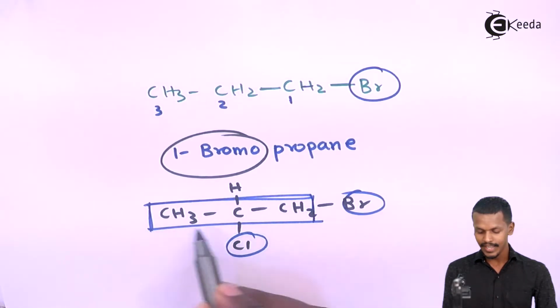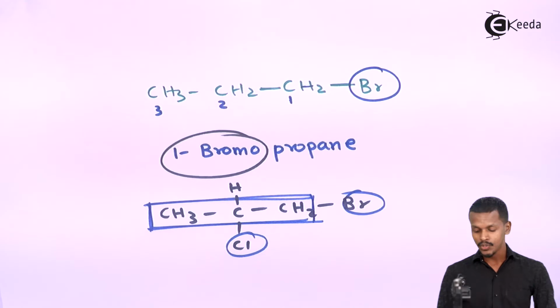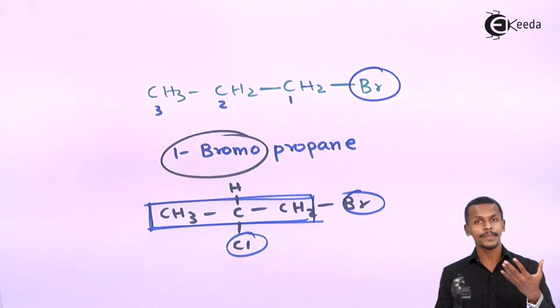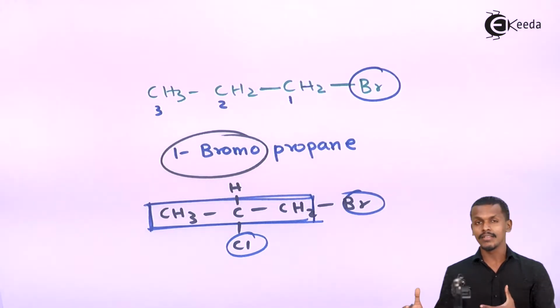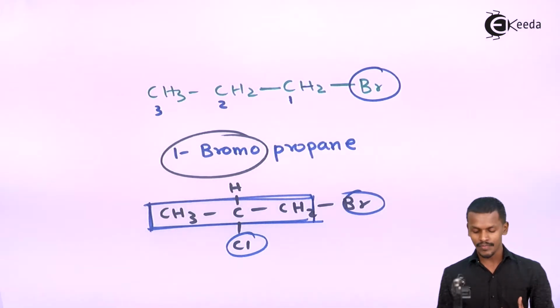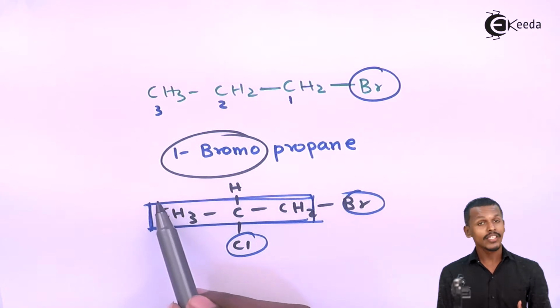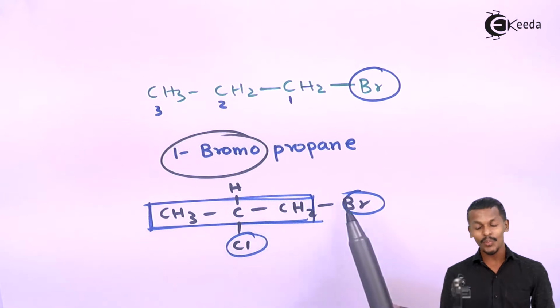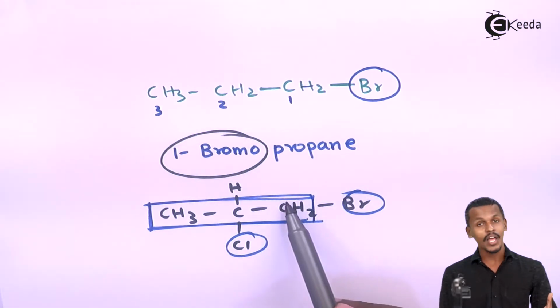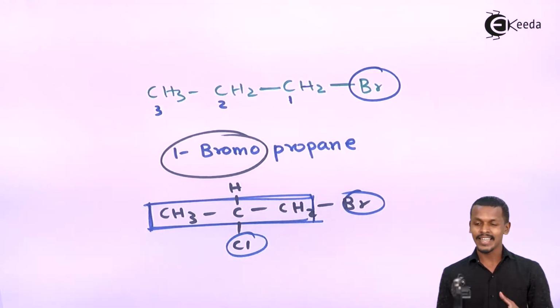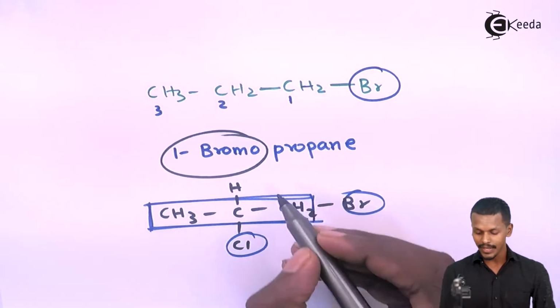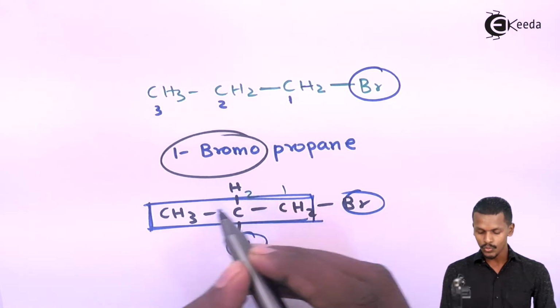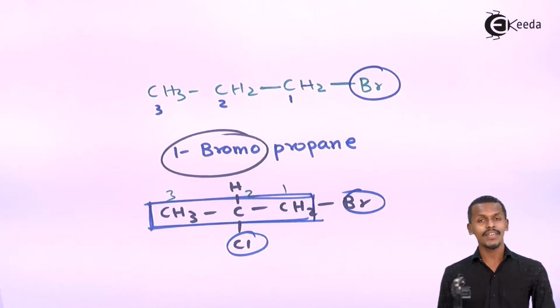The next thing we have to do is number it. We have to number it in such a way that the substituent or the functional group gets the lower number. So if we number it from here, this would be carbon number 1, this would be carbon number 2, and this one would be carbon number 3. But the bromo is attached on the carbon atom here, and that's the reason the numbering should be given from this end only. So we number it as 1, 2, and 3. This is the numbering that we have given over here.